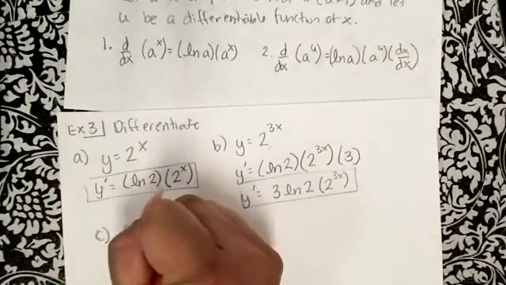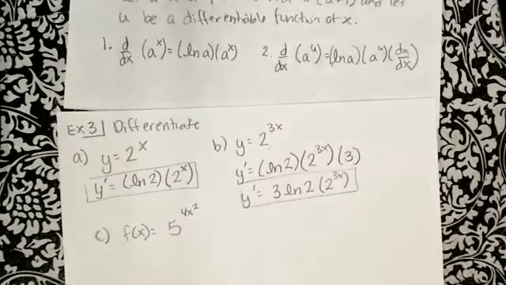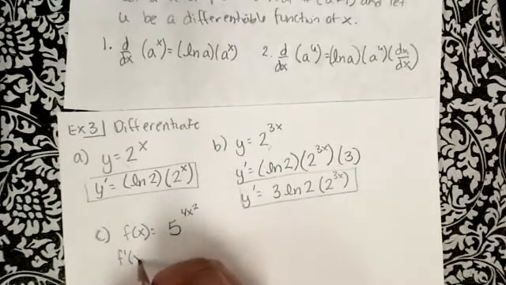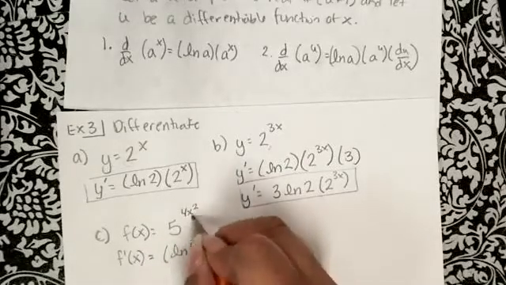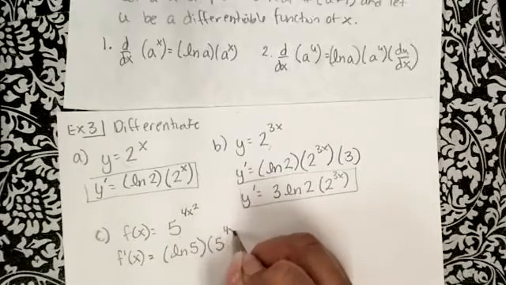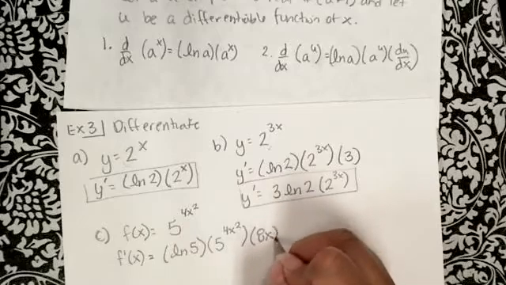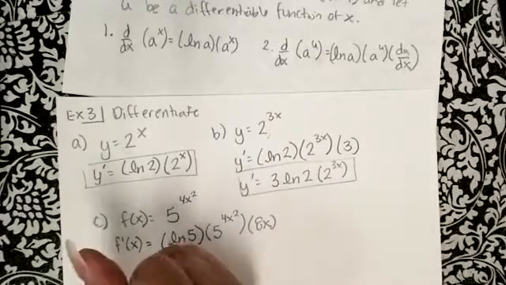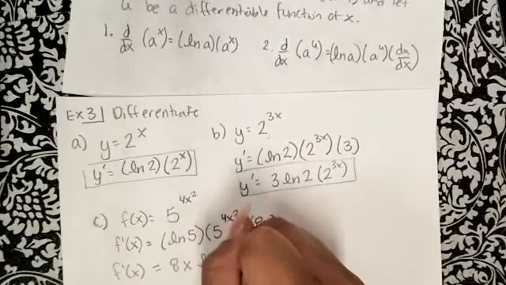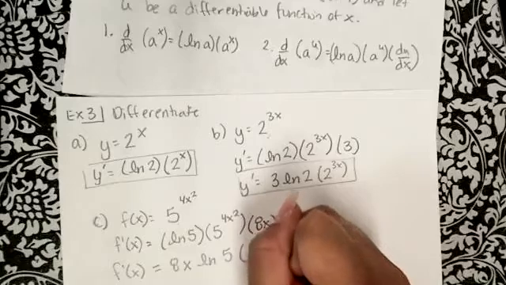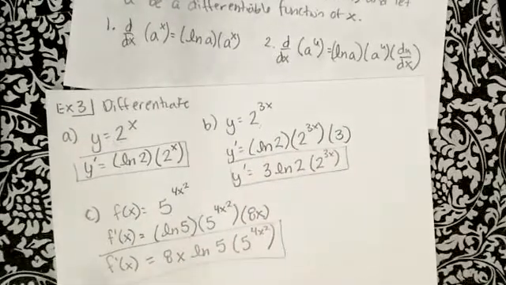Let's say f of x equals 5 raised to the 4x squared. The derivative of f is going to be f prime of x. It's going to be natural log of the base, so natural log of 5 times the function itself, times the derivative of the exponent, and the derivative of 4x squared is going to be an 8x. Now you can leave your answer like that, but typically that 8x is going to be in the front. It's 8x natural log of 5 times 5 raised to the 4x squared. And you cannot combine these. And that concludes our notes.